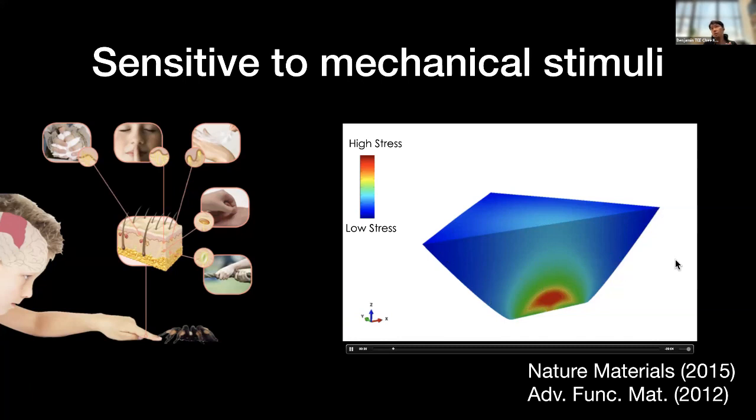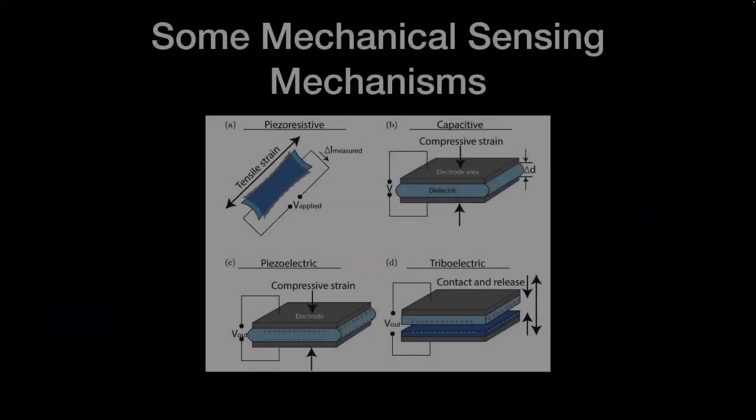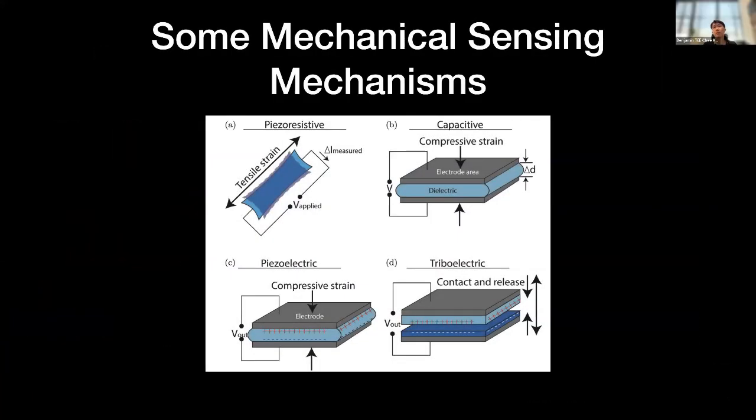And these shapes now have been used for many kinds of sensors. And when we talk about mechanical sensing, there are many types: resistive, capacitive, piezoelectric, triboelectric, to name some examples. And we can use this same strategy in all of these different sensors. And we have explored this in my group, whether it's capacitive, whether it's triboelectric, and so on. So this same strategy can allow a material to be sensitive to a wide range of forces.